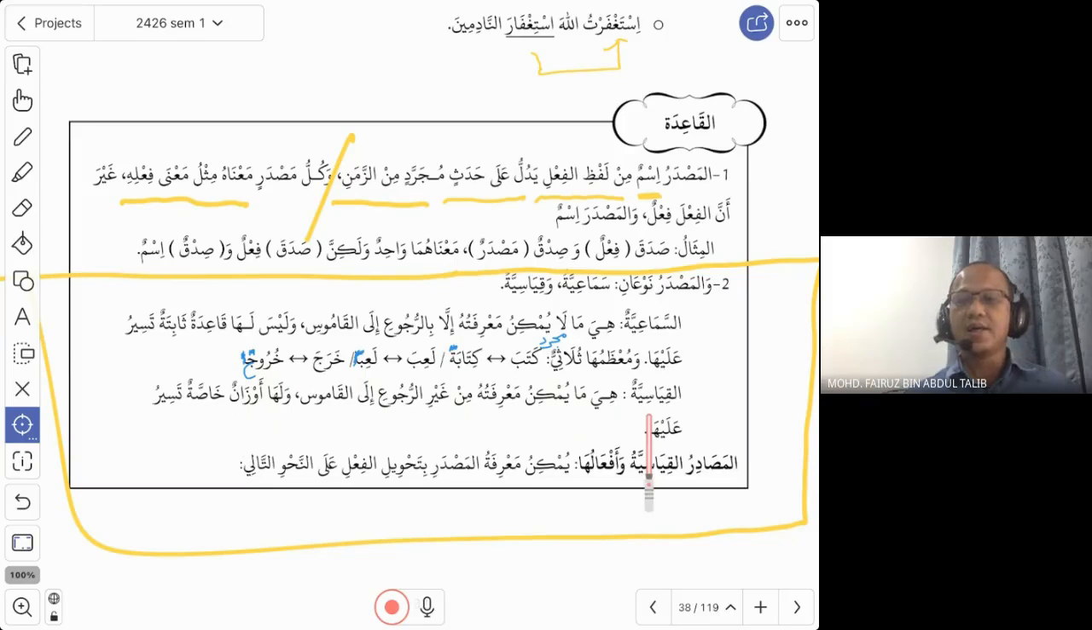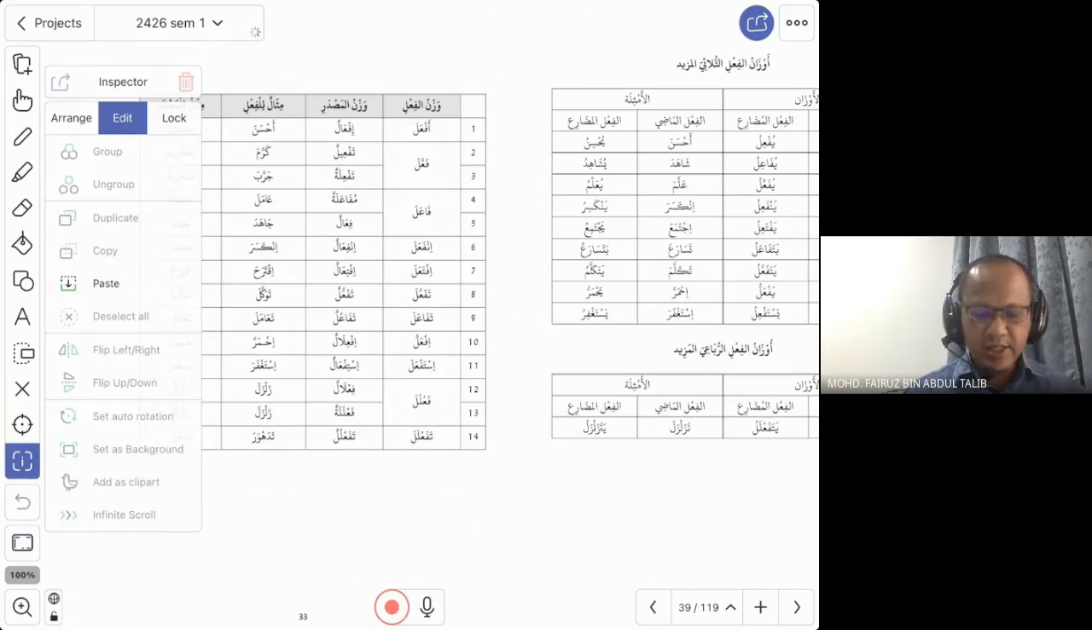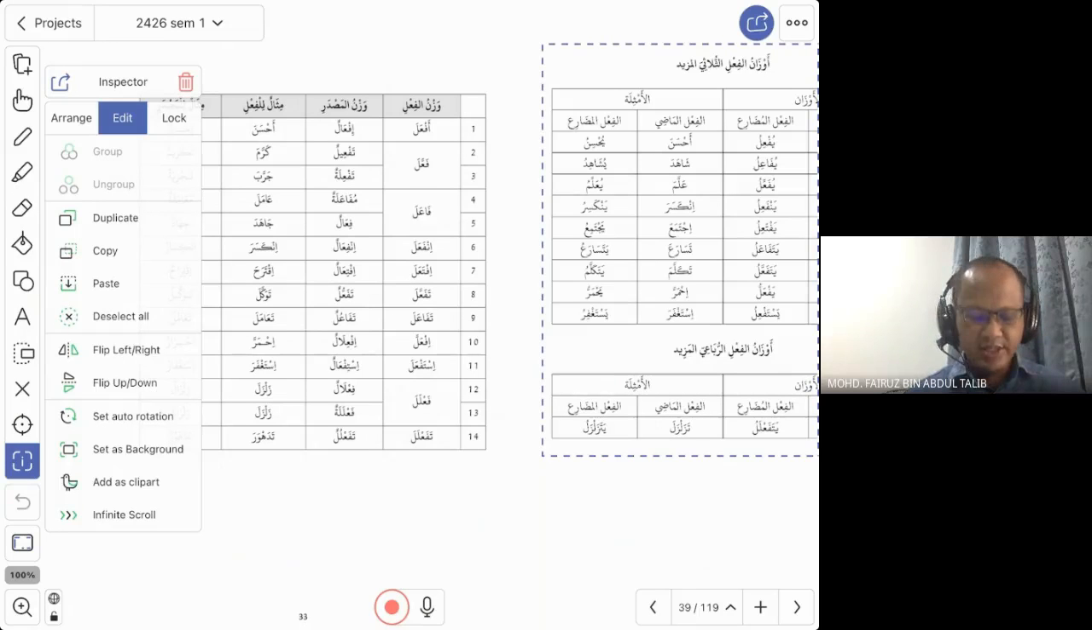But there is another masdar which is qiyasi, and this is what we are going to focus on. For the qiyasi masdar, you will be depending on the wazan. Here they said you have to use certain wazan. You need to know the masdar and the wazan, and the wazan is here on the next page. I combined this table that is in your textbook together with the table that I gave you previously about the wazan al-fi'l sulasi al-mazid. So you can also refer to our old table.